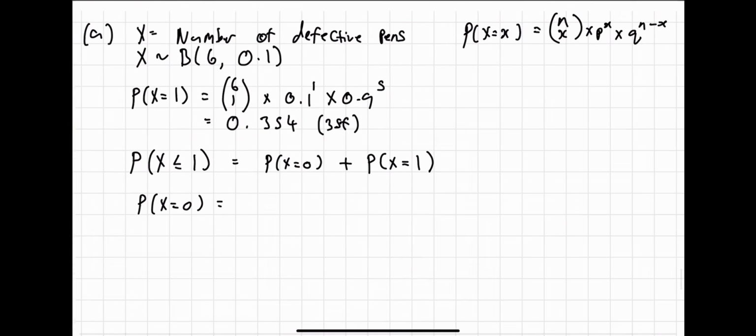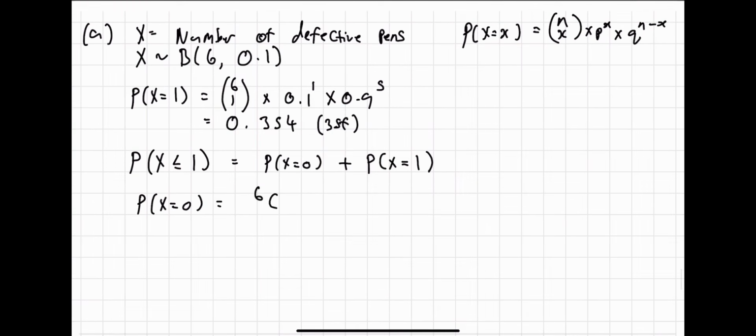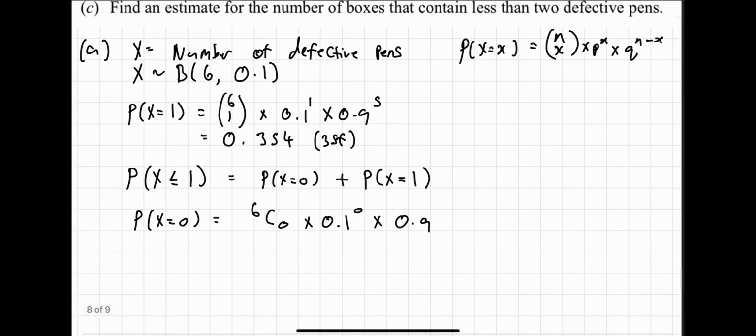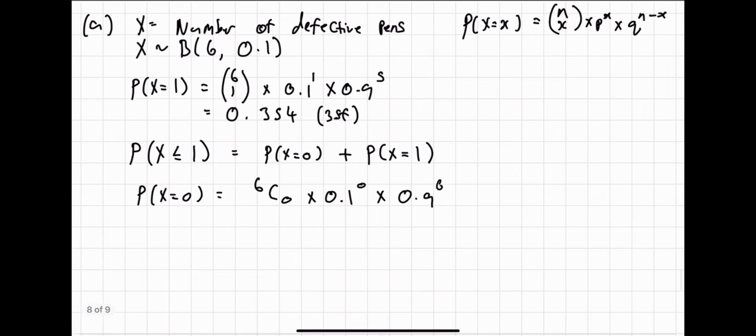Well, that is 6 choose 0 times the probability of success to the power of 0 times the probability of failure to the power of 6 take away 0, which is the power of 6. So now I go to my calculator. 6 choose 0 times 0.1 to the power of 0 times 0.9 to the power of 6, and I get 0.531441. And now I want the probability that x equals 1.